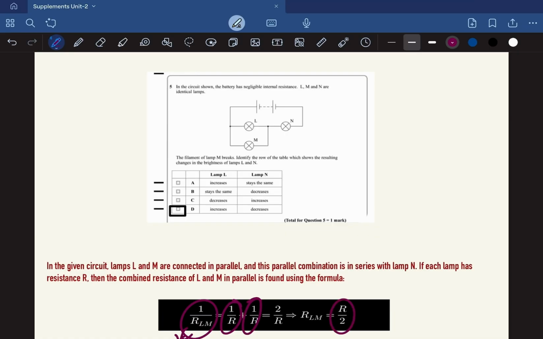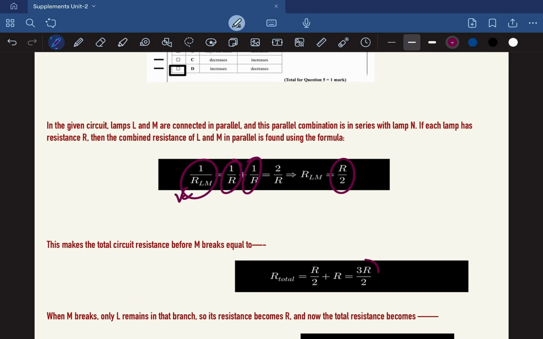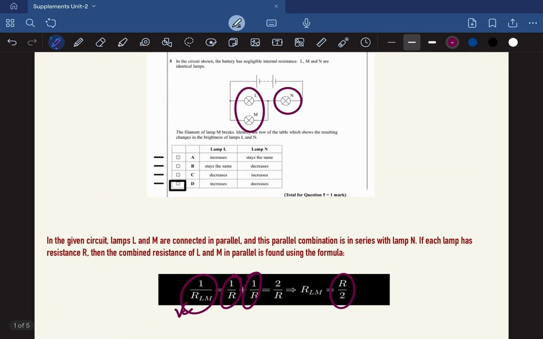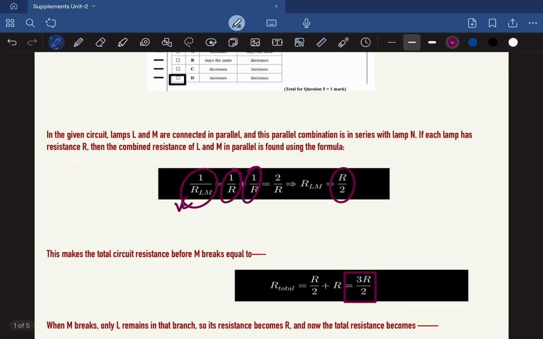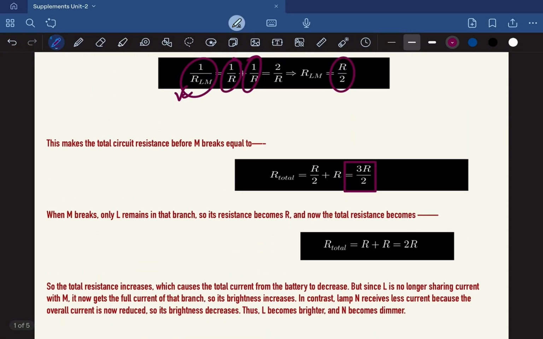Now we add the resistance of this parallel section plus this resistance to get the total resistance in the circuit. So it will be R by 2 plus R, which is 3R by 2. Now we have the total resistance of the circuit when all three of them were available. Now let's say lamp M breaks. Let's figure out the total resistance of the circuit. Now it has R and R, so the total resistance becomes R plus R because both of them are in series.